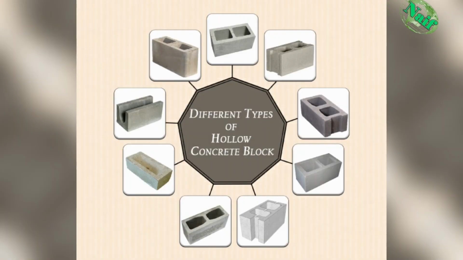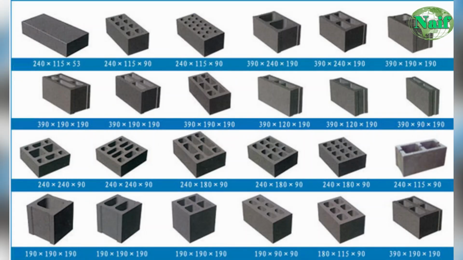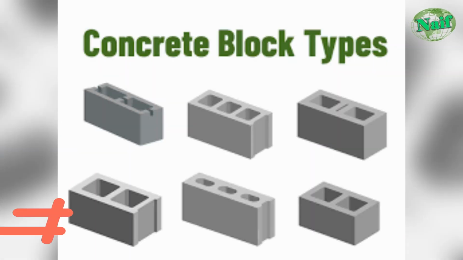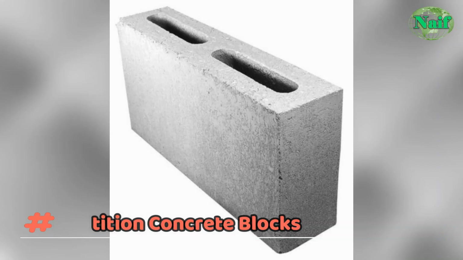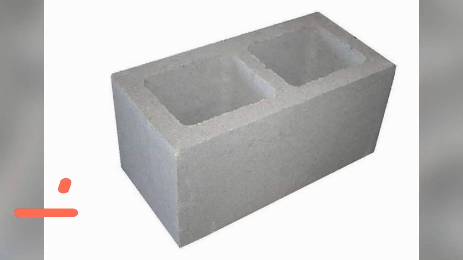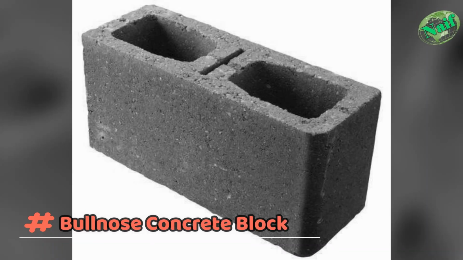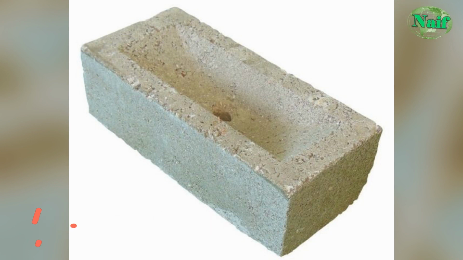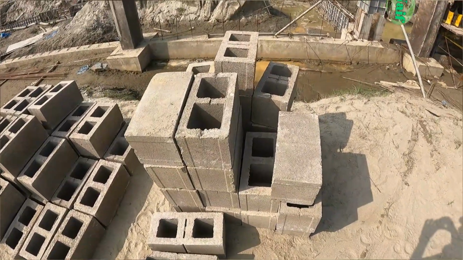There are different types of hollow concrete blocks. Hollow concrete blocks are available in different types according to their shape, needs and design, such as concrete structure blocks, lintel blocks, partition concrete blocks, concrete pillar blocks, corner concrete blocks, jam concrete blocks, bullnose concrete block, frog brick blocks. In this video, we'll discuss hollow concrete blocks.